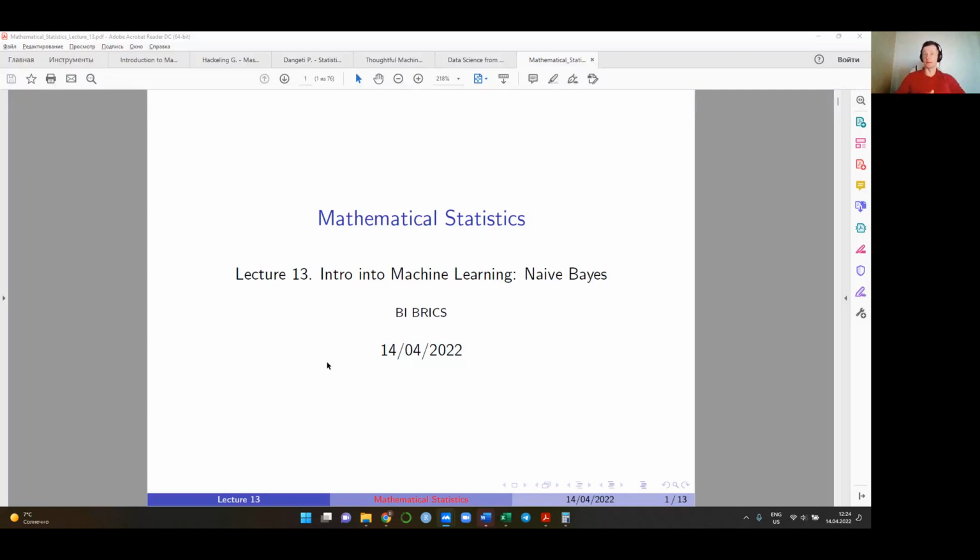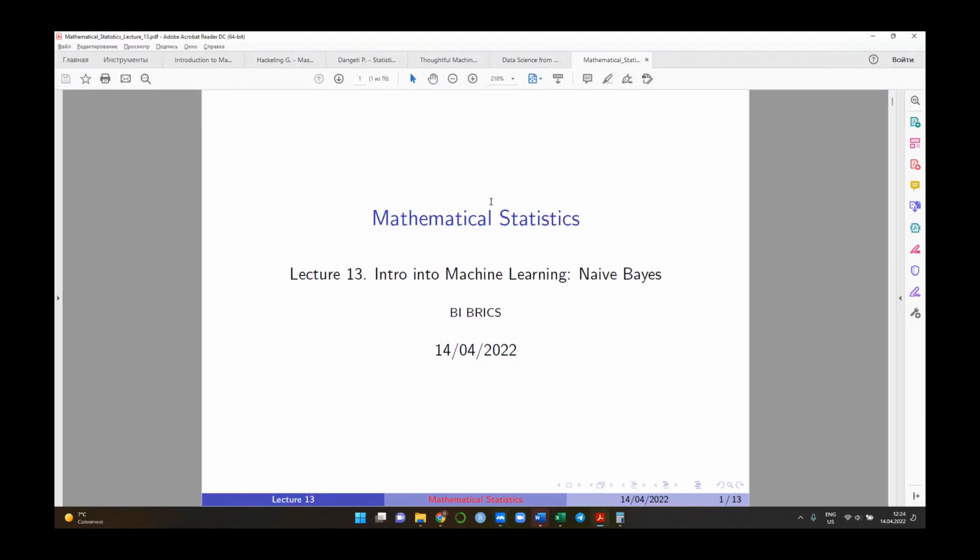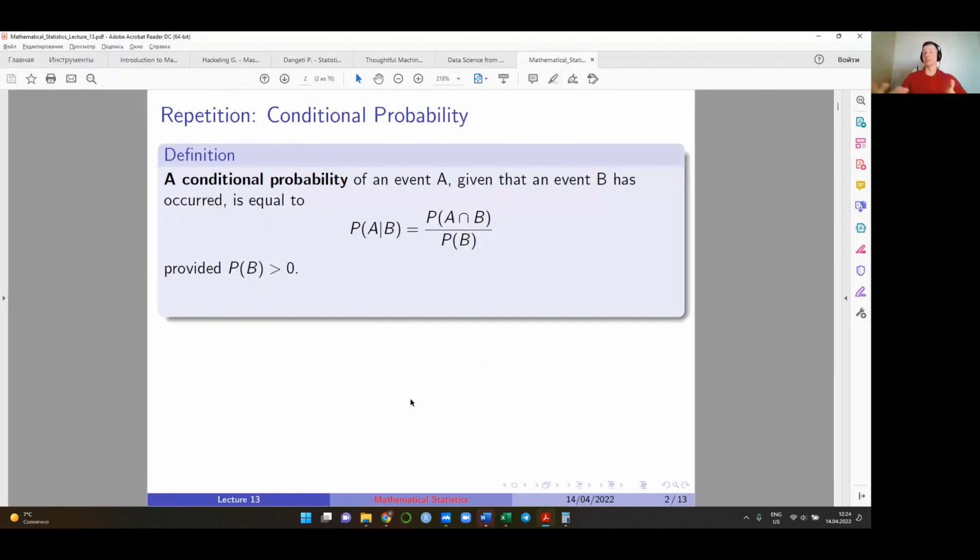So first of all, I think you are somehow familiar with this name, Bayes, right? So you know this from probability, and we've been discussing the Bayesian theorem, a Bayesian rule for calculating the conditional probability. So we will start with this. Yeah, so let's make some repetition. Let's start with some repetition from the probability.